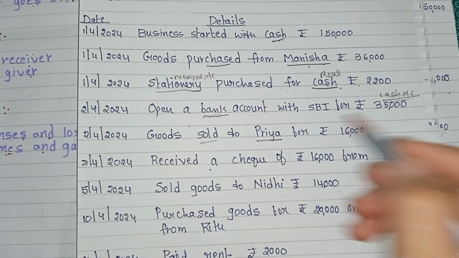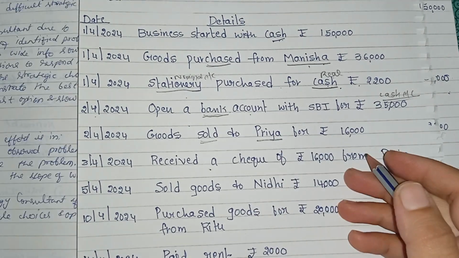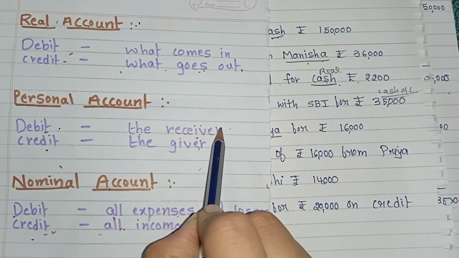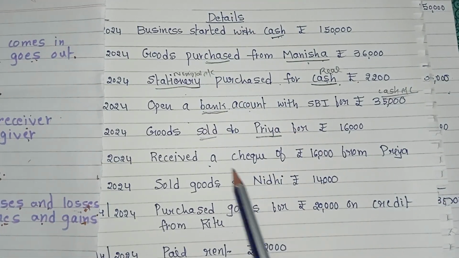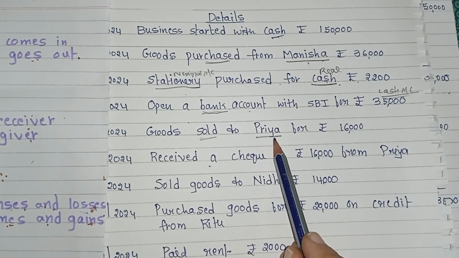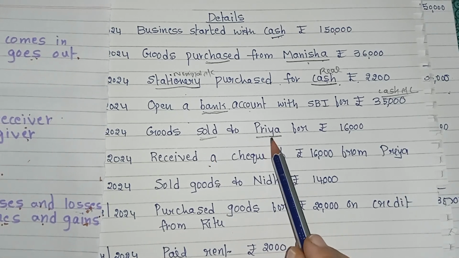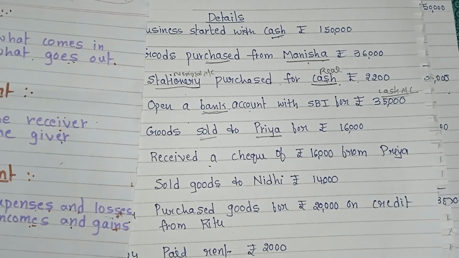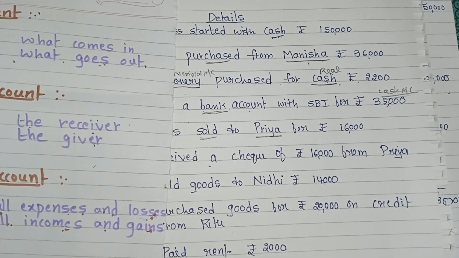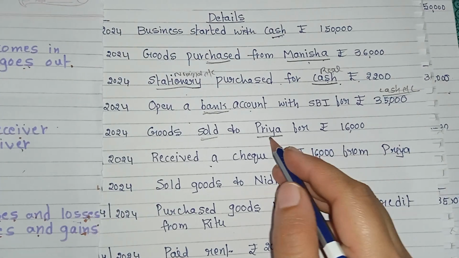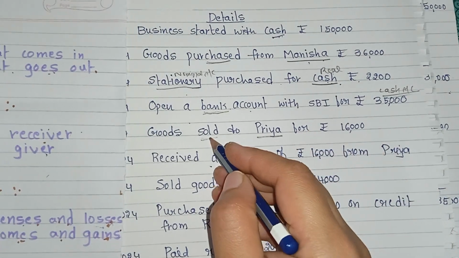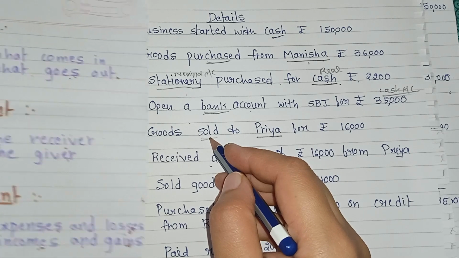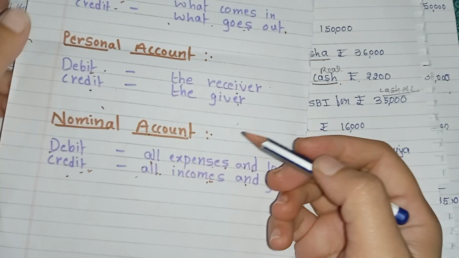So Priya's account, it is a personal account. The rule of personal account is debit the receiver. Who is the receiver here? Priya, she is the receiver of goods. So Priya's account we need to debit. That is Priya's account debtor to sales account. Sales account, that falls under nominal account category.